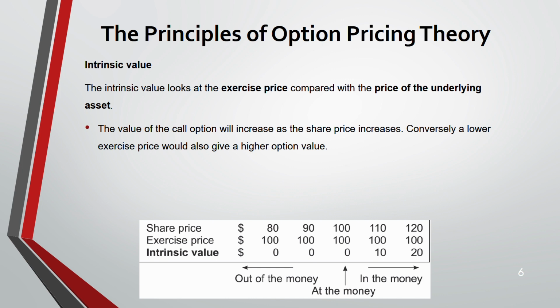Now, value of the call option increases as the share price increases. Can you see? Just check the first row, the share price, and see what's happening: 80, 90, 100, 110, 120. As the share price is increasing, value of the call option is also increasing. When the share price is the highest, 120, the value of the call option is also highest. That is, the intrinsic value is 20. So this leads you to a conclusion that the higher the share price, the higher the value of your call option.